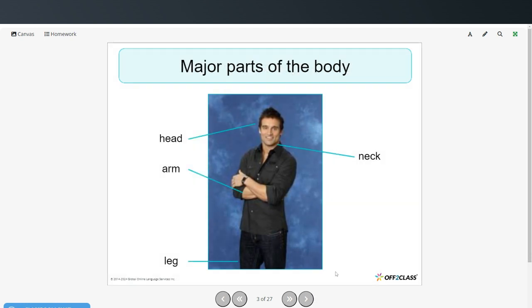Alright, so here are some common parts of the body that you can see in this picture. This is his head, so the head would be everything. The neck is where his head is connected to his body. These would be his arms, and these would be legs.